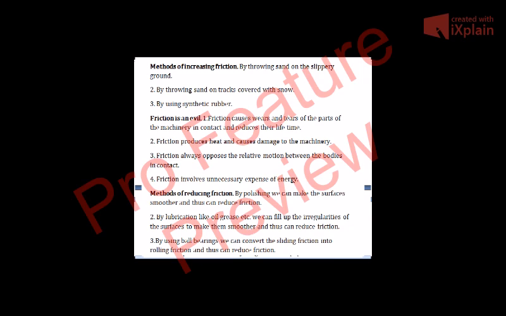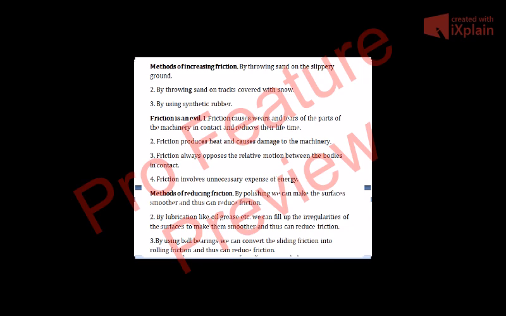Now, friction is an evil also. Why is it an evil? Friction causes wear and tear of the parts of the machinery in contact and reduces their lifetime. After some time, we have to replace them, which costs us. So it is an evil.